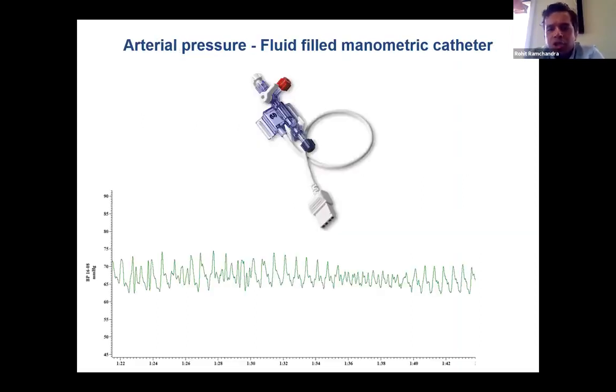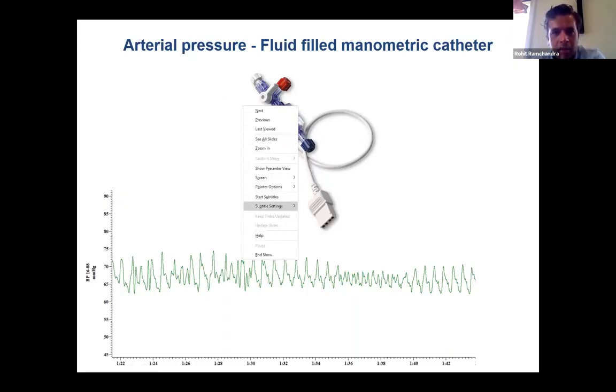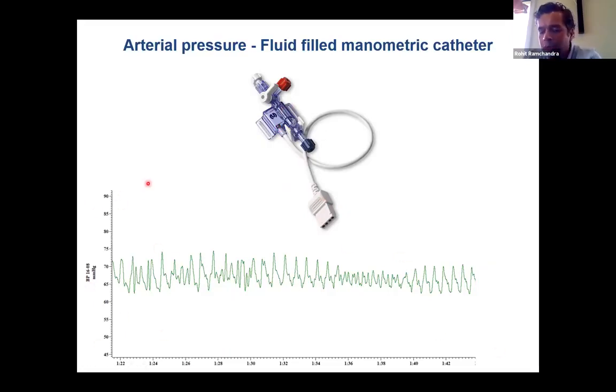So just to highlight, this is just an example of a fluid-filled manometric catheter. In other words, you've got a catheter that sits inside the arterial circulation, which is connected to this end, and effectively this membrane here transduces changes in pressure hitting the membrane and converts it to an electrical signal, which you can then view in any program that you require.